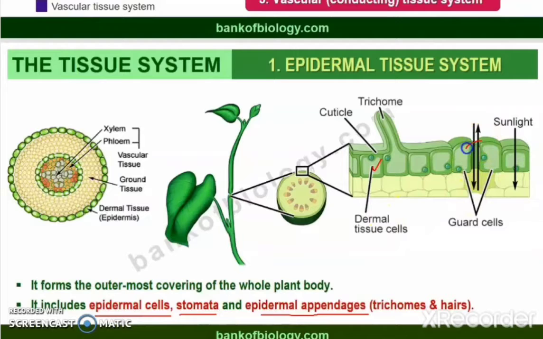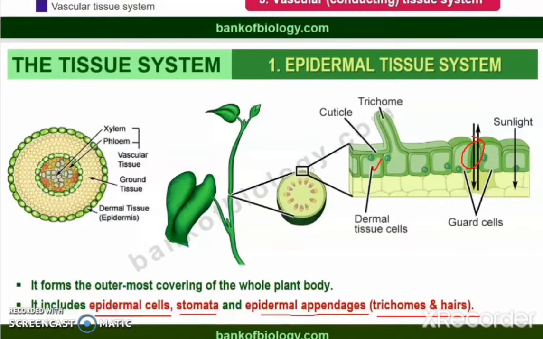Okay, I hope you know what stomata are, right? Stomata, and also the epidermal appendages like trichomes and hairs. Trichomes are hair-like structures seen in the upper portion of the plant body, like the stem. And hairs are seen in the root portion, like root hairs. Okay, clear with that? So what does the epidermal tissue system include? It includes epidermal cells, stomata and epidermal appendages. And these appendages are trichomes and hairs.